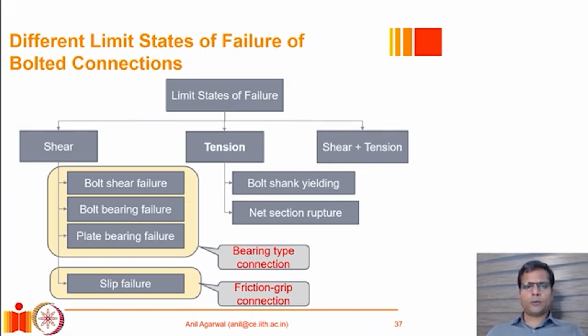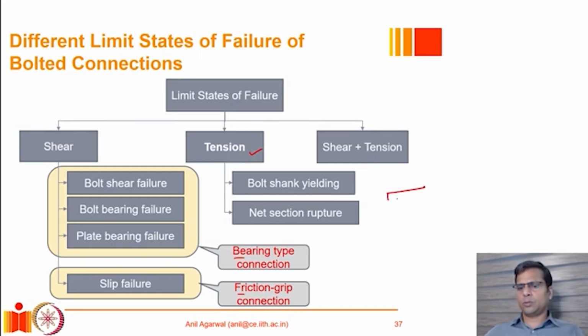So so far we have discussed all the possibilities when the bolted joint is subjected to shear. The bolted joint could be of bearing type or it could be a friction grip type. Now we will talk about the situations when a bolted joint is subjected to tension. What could be such a situation?